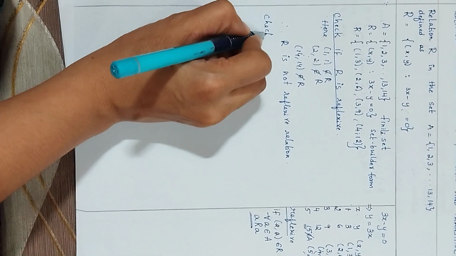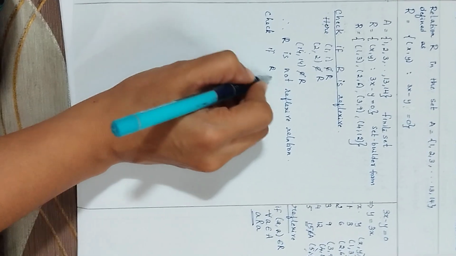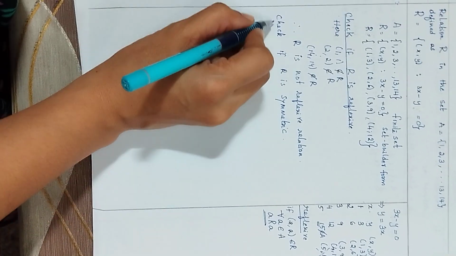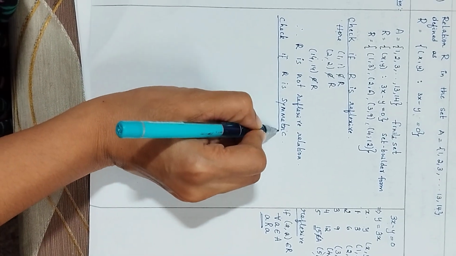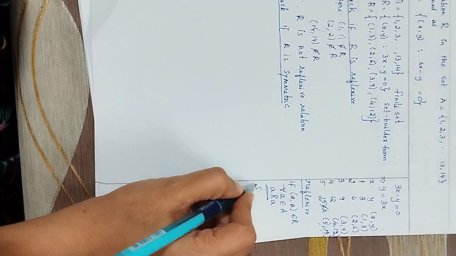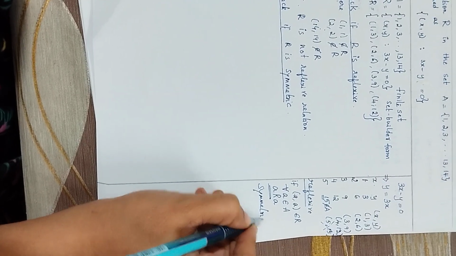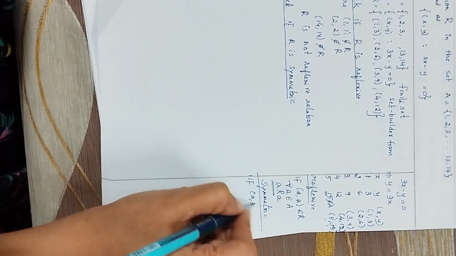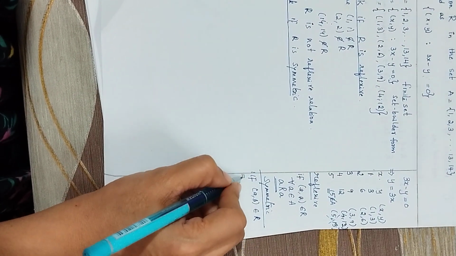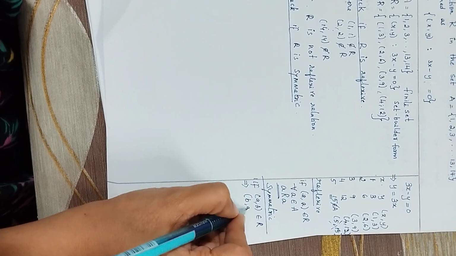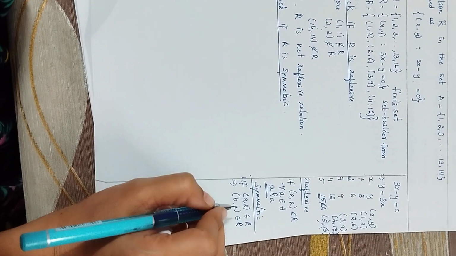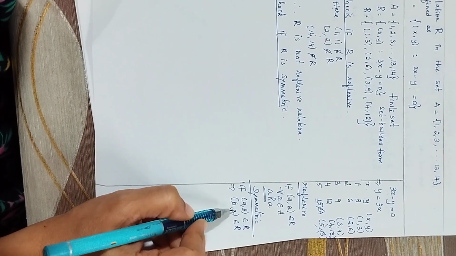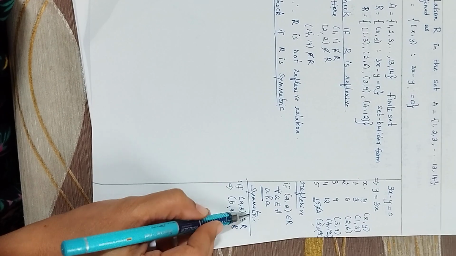Next, let us check if R is symmetric. So let us see what symmetric means. Symmetric stands for: if (a, b) belongs to R, it implies its mirror image (b, a) must also belong to R. So if a is related to b, b is also related to a. If this condition is satisfied, we call this relation R symmetric.